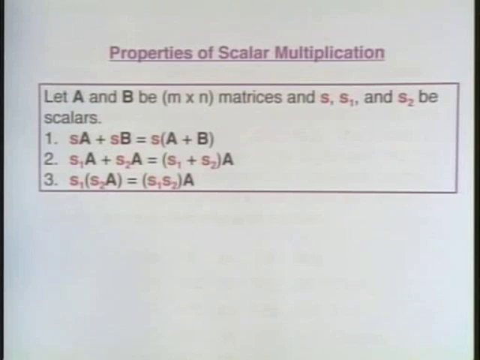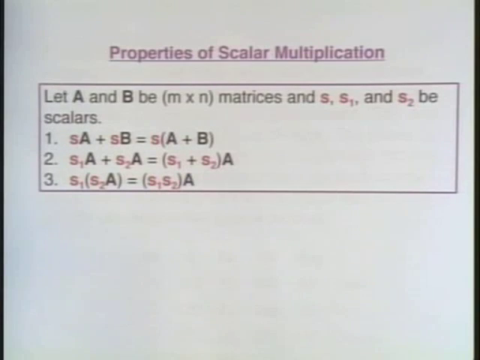Properties of scalar multiplication. Let A and B be M by N matrices, and S, S sub 1, and S sub 2 be scalars. Property 1. S times matrix A plus S times matrix B is equal to S times the sum of matrix A plus B. Property 2. S sub 1 times matrix A plus S sub 2 times matrix A is equal to the sum S sub 1 plus S sub 2 multiplied times matrix A.